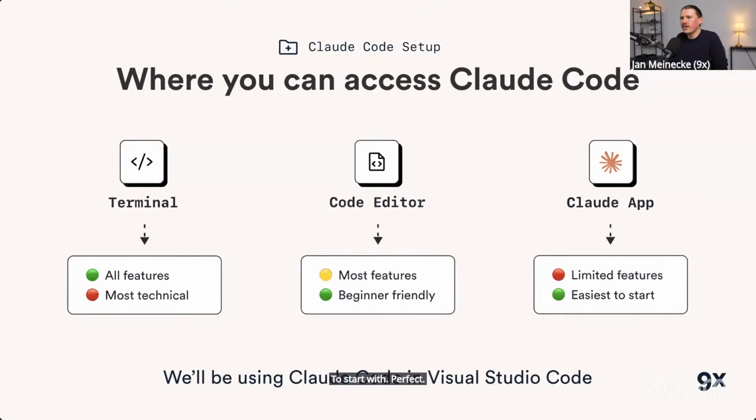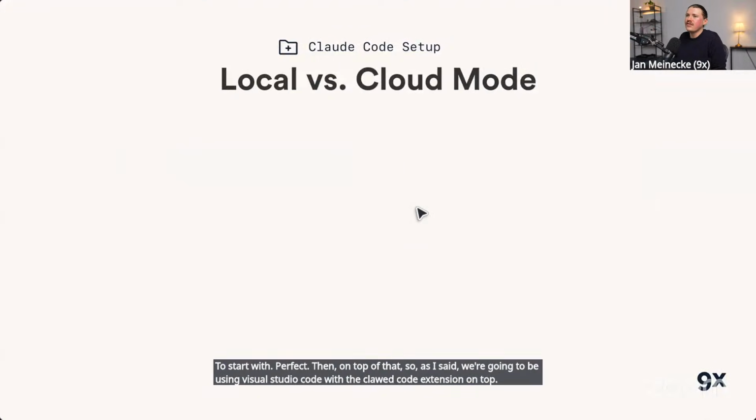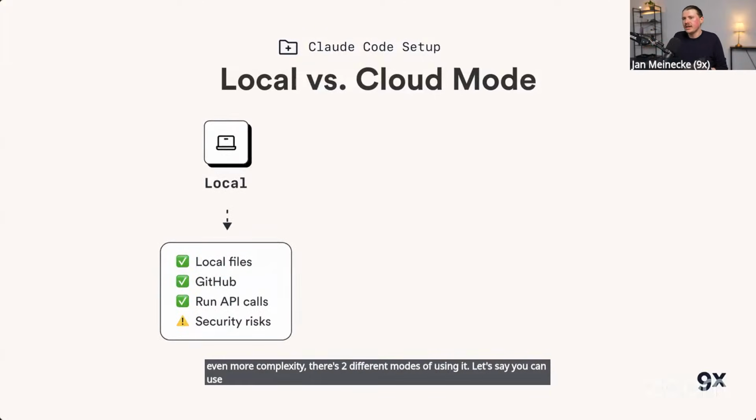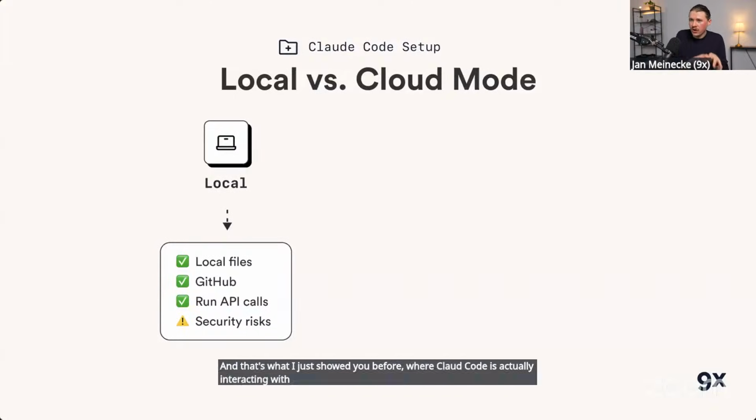Perfect. Then on top of that, as I said, we're going to be using Visual Studio Code with the Claude Code extension. To add even more complexity, there are two different modes of using it. You can use it locally on your machine, and that's what I just showed you before, where Claude Code is actually interacting with files on your computer. You can also interact with GitHub repositories by cloning them onto your machine, but everything runs locally.